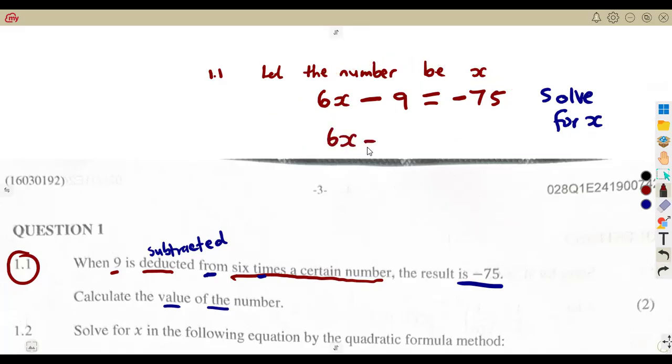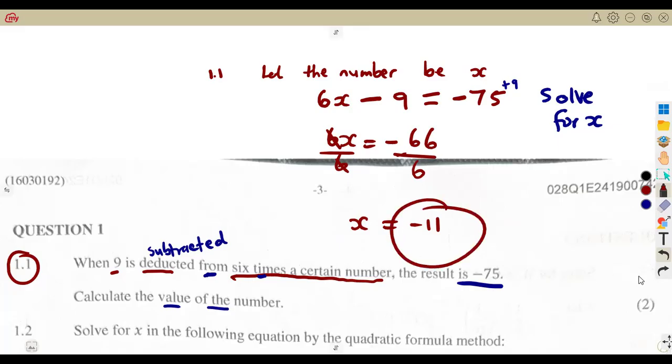So we can simply take the minus 9 to the other side of the equation so that it will add there. It's going to be positive 9, meaning minus 75 plus 9, that's minus 66 from your calculator. Then we divide by 6. Remember, this is a product. Dividing by 6 gives us the value of X, which is negative 11. So the unknown number we are talking about is minus 11.